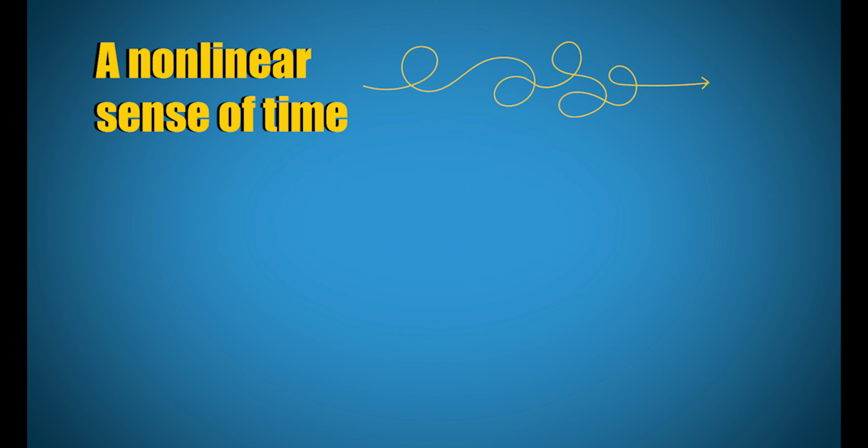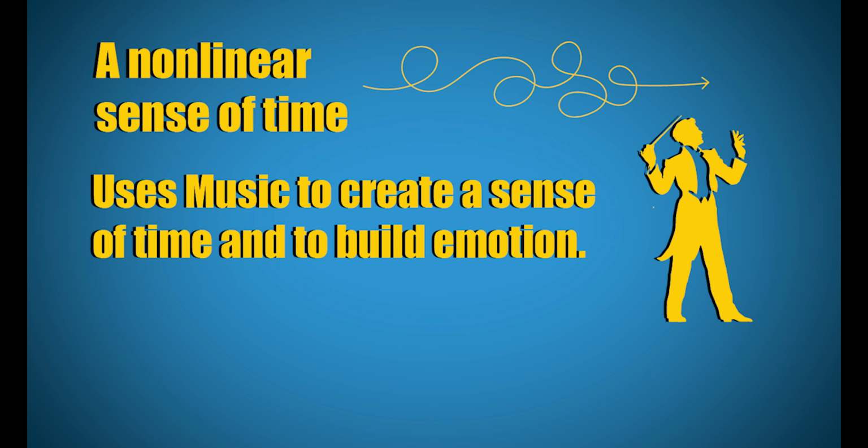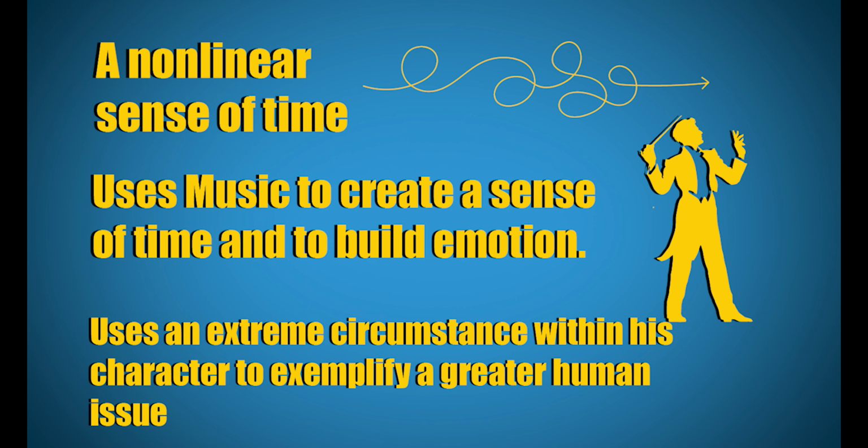Hey, guys. Today we're going to discuss the three trademarks that make a Christopher Nolan movie. In his films, he uses a non-linear sense of time, uses music to create a sense of time and to build emotion, and uses an extreme circumstance with his characters to exemplify a greater human issue.